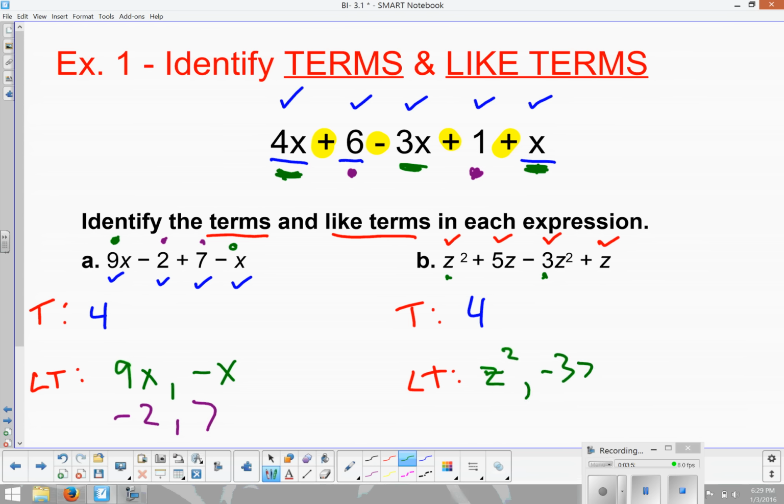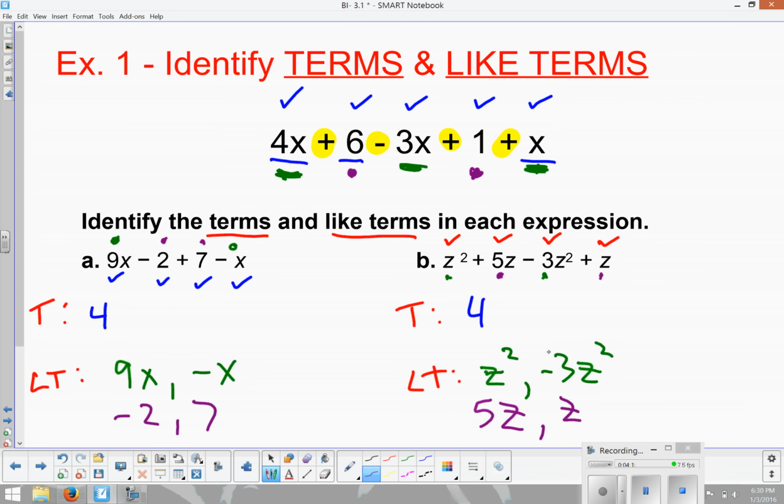Negative 3z squared is going to be another one. Now this one does not belong to the z squared family as well because they don't have a square. So we'll go ahead and start a new family of terms. This will be the 5z and the z. Those two belong to the same family. Why? Because they both have just the z's, no squares.